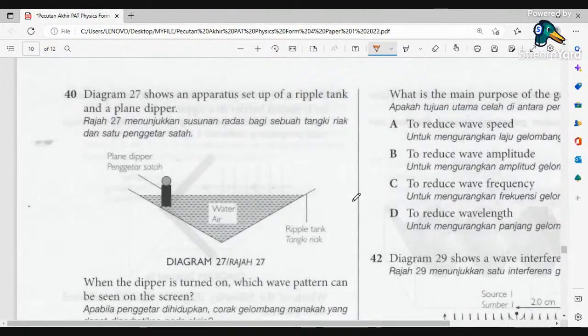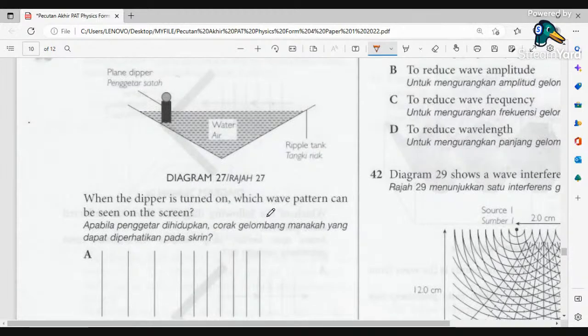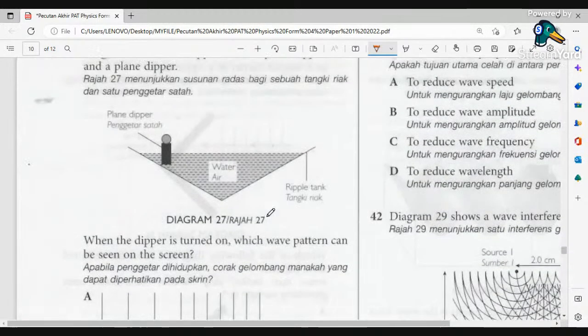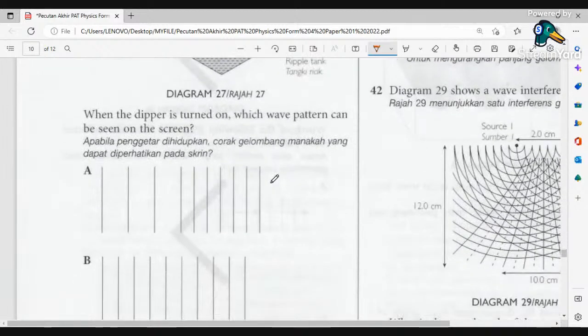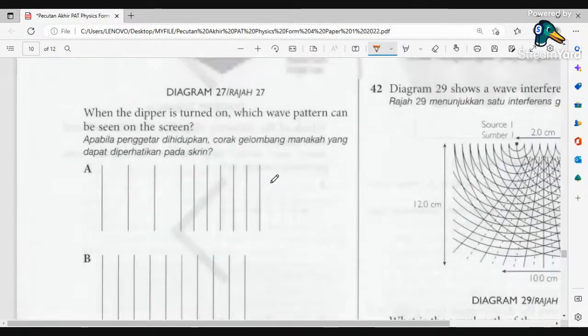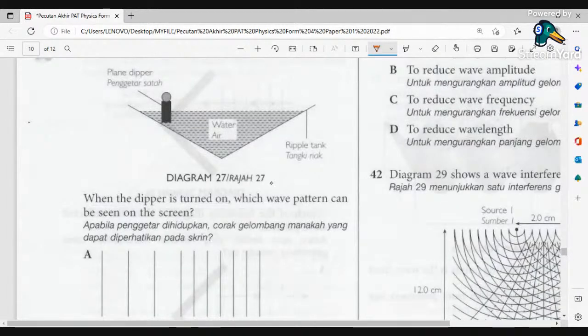40, diagram 27 shows apparatus setup ripple tank, plane dipper. When the dipper is turned on, which wave pattern can be seen? Kita ada plane dipper. So kalau plane dipper, dia punya shape ialah plane juga. And then ada change in depth. Ini shallow, ini deep. Okay, ini lower speed, ini high speed, then lower balik.